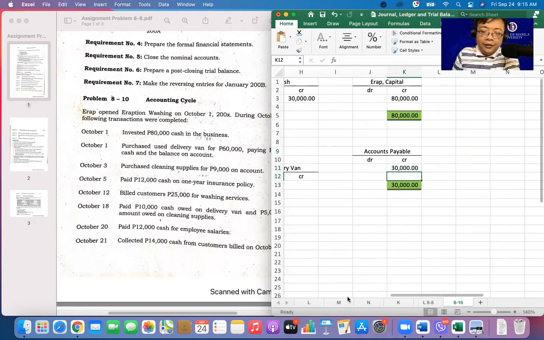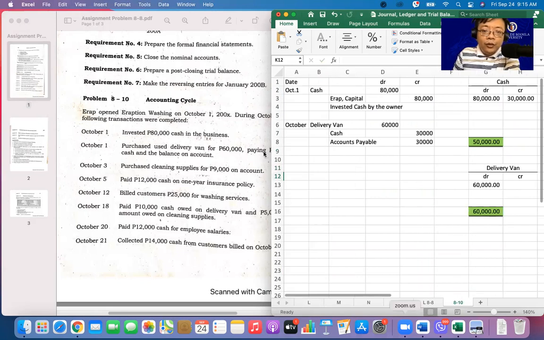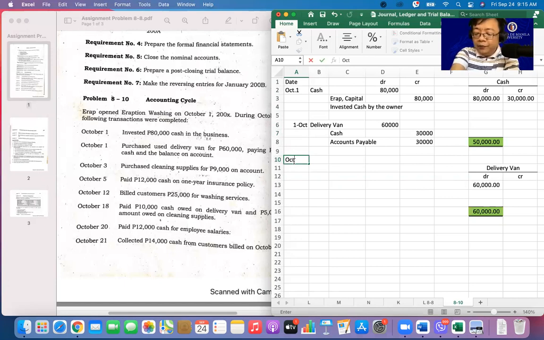Next, October 1. Sorry, I forgot to include October 1. Next, October 3: purchased cleaning supplies for 9,000 on account. So October 3 is to purchase cleaning supplies because you are a laundry shop. You debit cleaning supplies, worth 9,000. On account, so of course this is accounts payable.